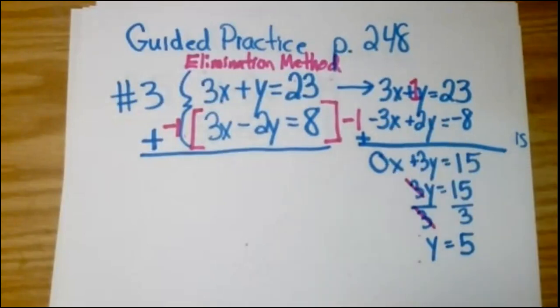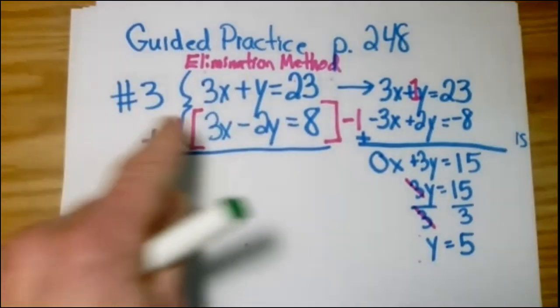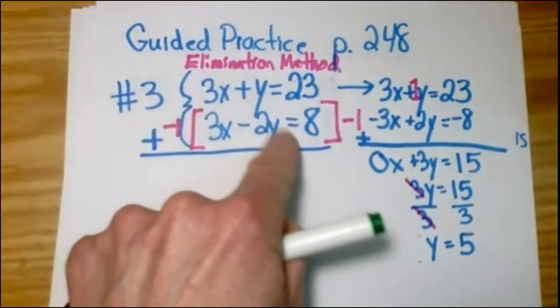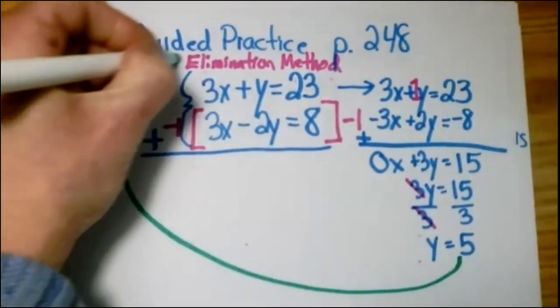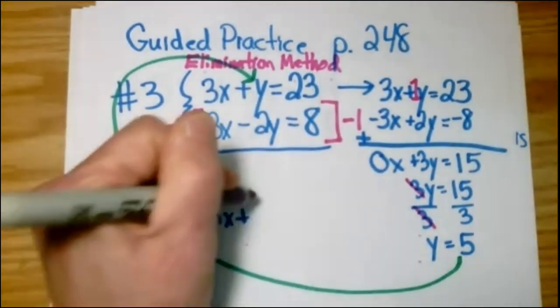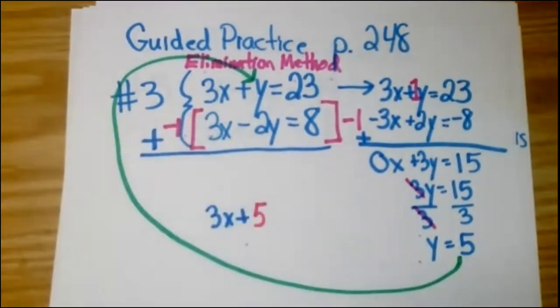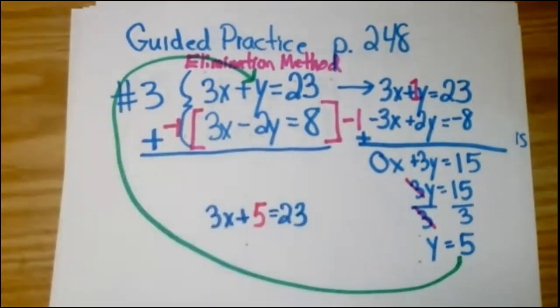So now I'm going to plug my y value of 5 back into one of these two equations for y. I'm going to pick the easier equation. I think this one's a little bit easier because I don't have to multiply like I do here with a negative. So I'm going to take this 5 and plug it in for y right there. I'm going to end up with my new equation of 3x plus, what's my y value? 5 equals 23. So now I'm going to solve for x.